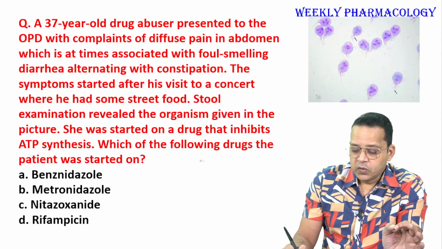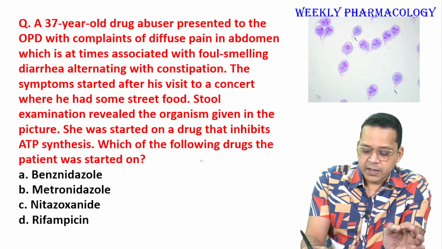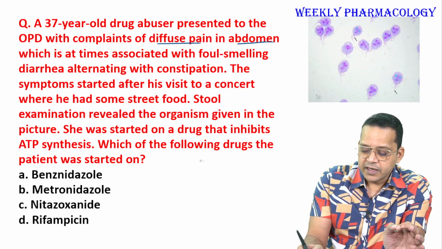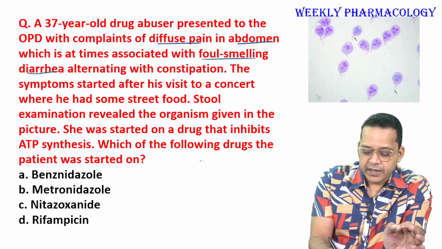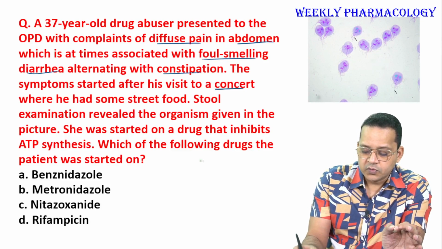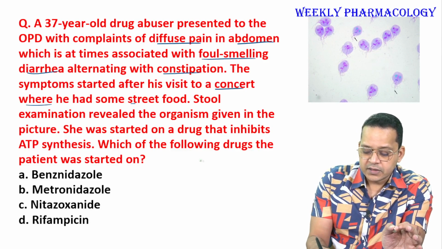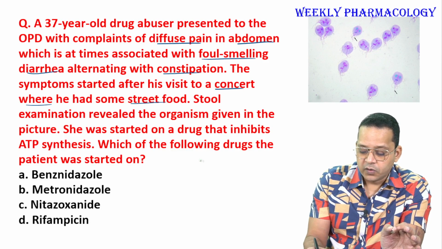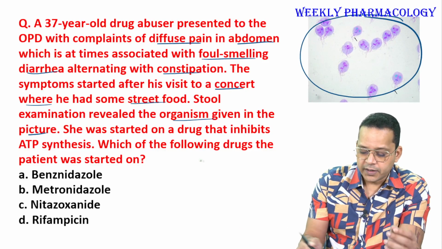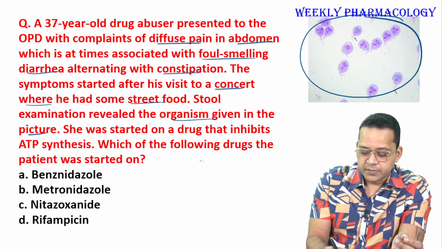A 37-year-old drug abuser presents to the OPD with complaints of diffuse pain in abdomen, which is at times associated with foul-smelling diarrhea, alternating with constipation. The symptoms started after his visit to a concert where he had some street food. Stool examination revealed the organism given in the picture. Now, if you look at this picture, everything is clear now, right? She was started on a drug that inhibits ATP synthesis. Which of the following drugs was the patient started on?